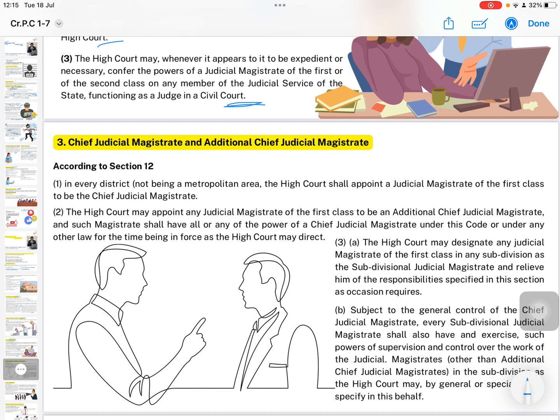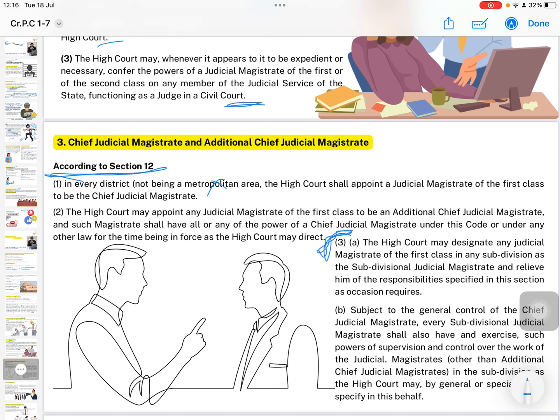According to section 12, in every district, not being a metropolitan area, the High Court shall appoint a judicial magistrate of the first class to be chief judicial magistrate. The High Court may appoint any judicial magistrate of the first class to be an additional chief judicial magistrate, and such magistrate shall have all or any of the power of a chief judicial magistrate under this code or any other law for the time being in force as the High Court may direct.